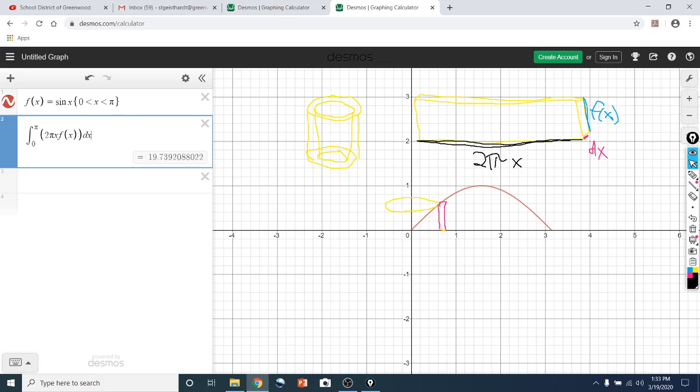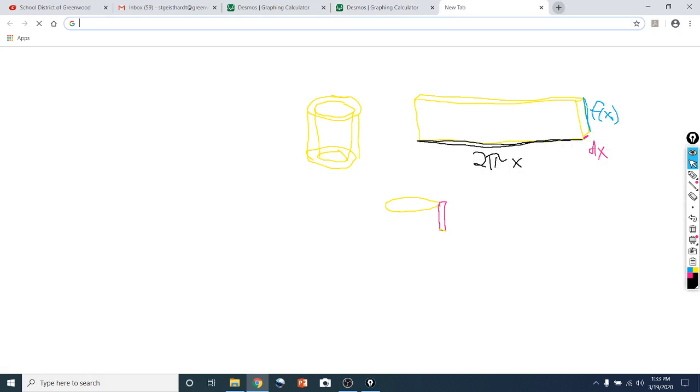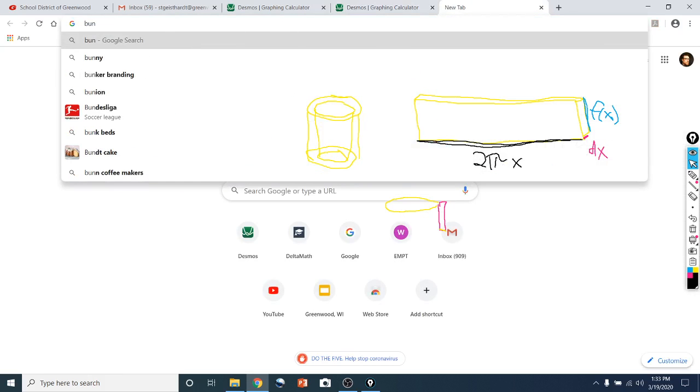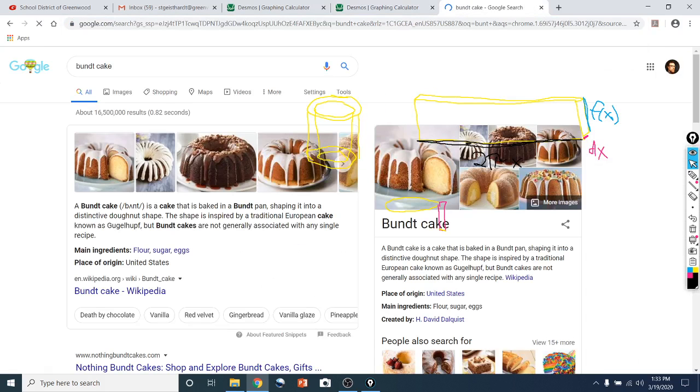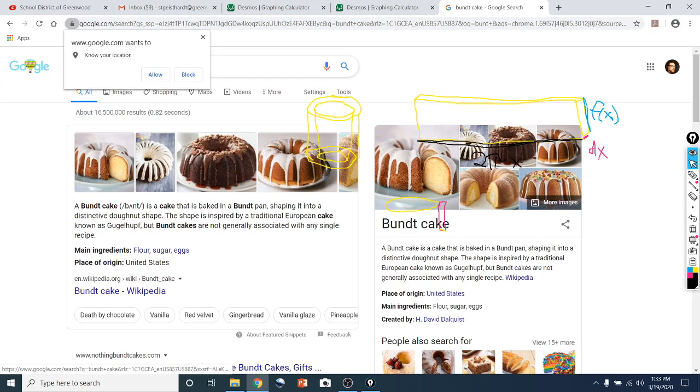And that would be the volume of that Bundt cake pan that I'm calling it. Bundt cake, right? That thing, not quite that, but close enough. All right.